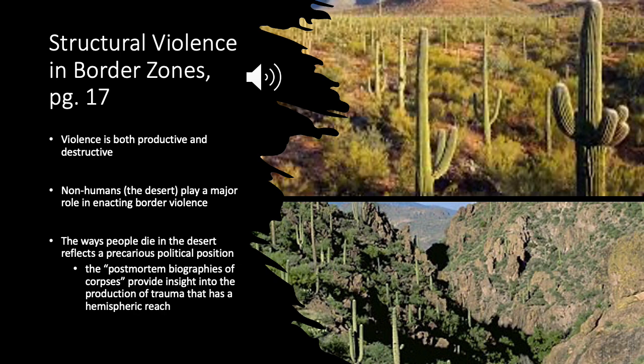On page 17, Jason DeLeon dives into this idea of structural violence that we've been talking about a great deal, and he's going to give us a couple new tools for how we think about structural violence as it applies specifically to the context of border violence. Now, one of his points is that violence is both productive and destructive. It's pretty straightforward, I think, for most of us to understand how violence is destructive. It harms people. It can kill people. That is destructive. But violence is also productive in the sense that it produces our social realities.